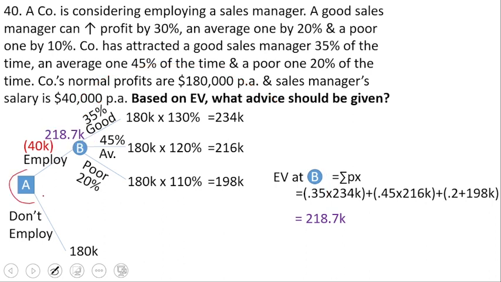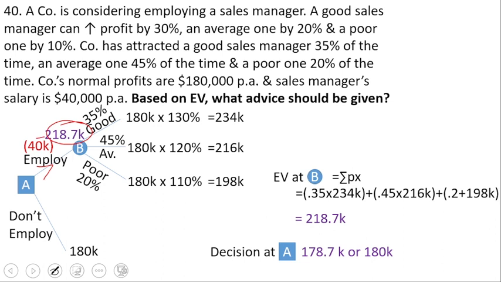Now we have to take a decision at point A. What is the decision that we have to take? Whether to employ or not employ a sales manager. Now, if we employ a sales manager, the average profit is 218,700 minus 40,000, which is the salary that we have to pay him, which means that the net income that we get if we employ a sales manager is 178,700. That is just 218,700 minus $40,000.